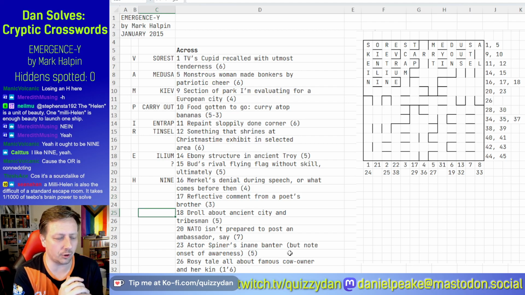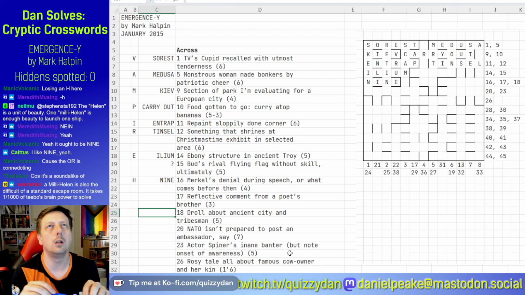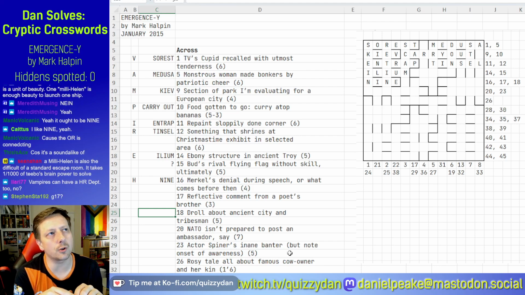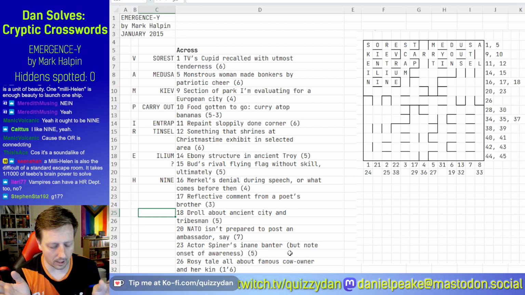Droll about ancient city and tribesman. It's probably doll. Doll about ancient city. So I want the ancient city to be Ur, just because that's a crossword thing. So if it's an ancient city, it's usually like that. So a toy. Tribesman. It's going to be a specific tribes person, isn't it? It's going to be a Cree, an Oto, can't think of any of the others, a Hoppy, Hopi.